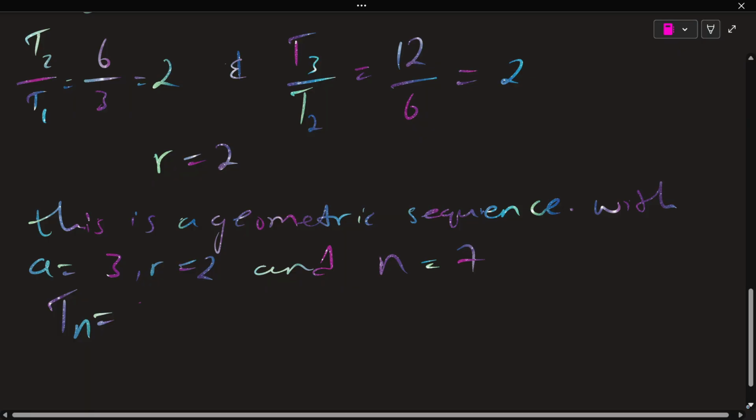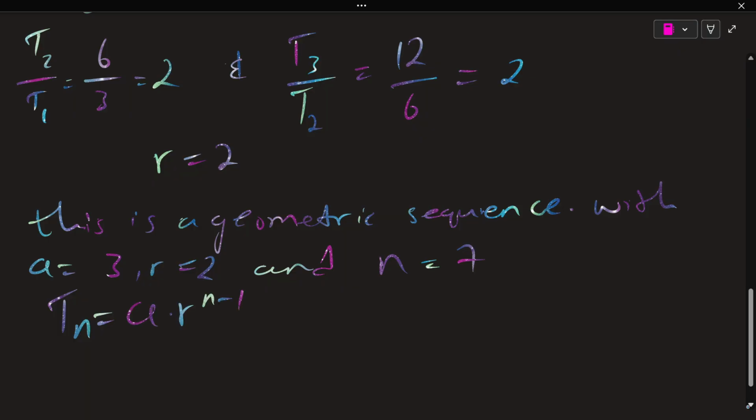But let's not forget that we have the nth term, which we know is equal to A multiplied by R to the exponent n minus 1.